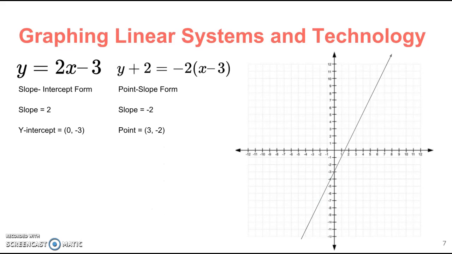Remember that when you pull the point out of point-slope form, you want to think the opposite. So although I see x minus 3, I'm really pulling out a positive 3. And vice versa with the y plus 2. I see a positive 2, but I'm going to pull out a negative 2. So I'm going to graph the point 3, negative 2, and then I'm going to apply the slope to that point. And you will see that line appear.